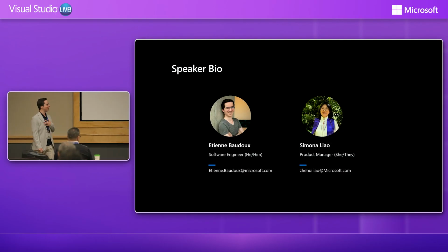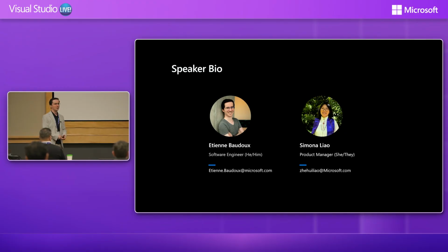So as I said, my name is Etienne. I am a software engineer at Microsoft. I'm working as part of the Visual Studio team. The last few years, I've been working on the text editor of Visual Studio, some search tools, and more recently, Copilot. And today, I'm with my good friend, Simona.